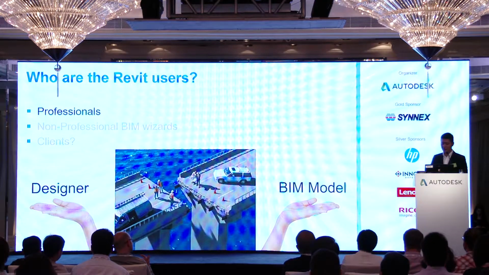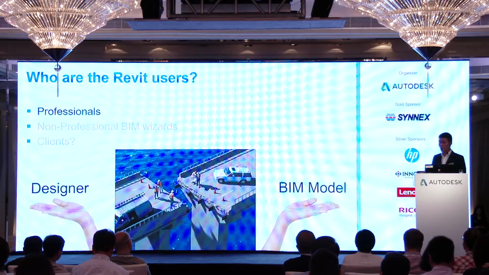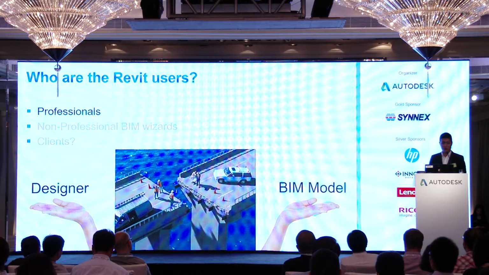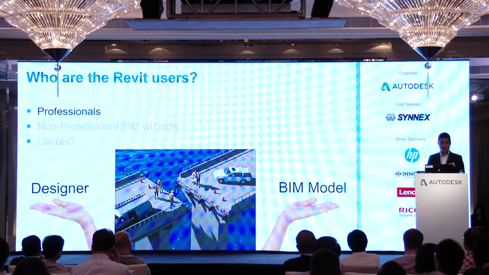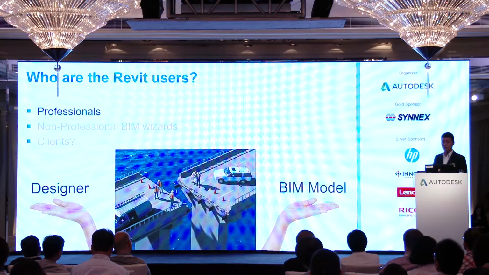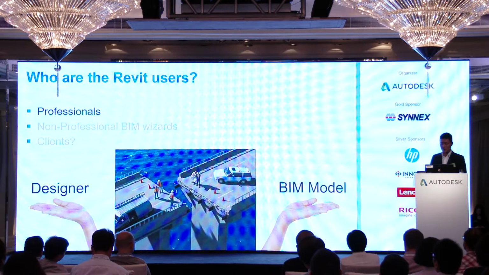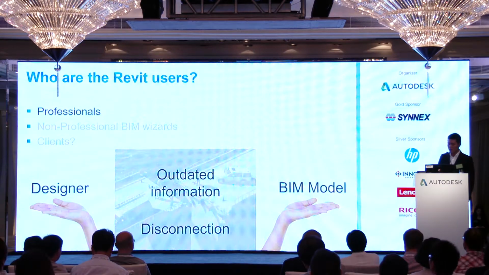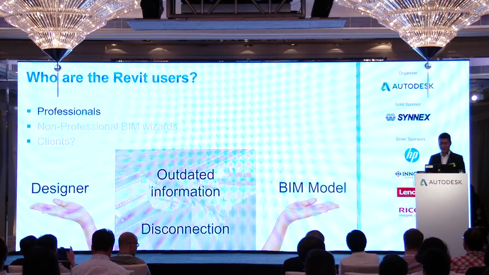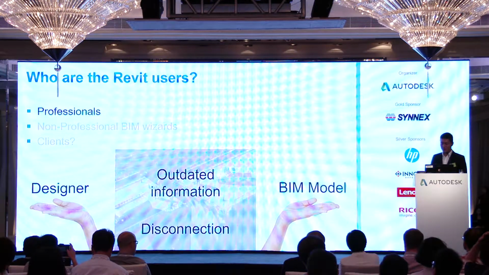As we move to a BIM workflow, we see a lot of 2D drawings being converted into a BIM model. The designer draws their design on CAD and then passes it to the BIM modeler. It's common practice, but what is really happening with this workflow? Here are a couple of issues with using 2D CAD designs to update a BIM model: outdated information and disconnection.